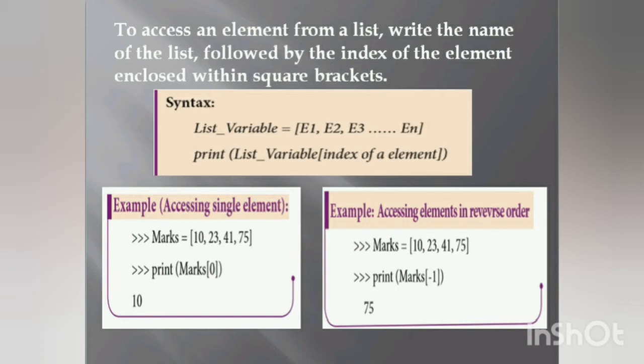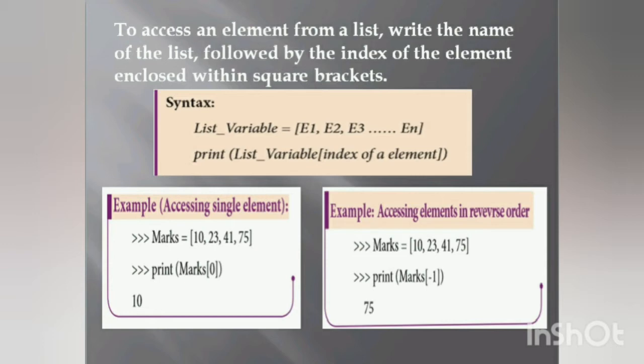If you want to access an element from the list, here you use print. If you are going to print one of the elements from the list, you have to specify print, then the list variable, that is the name of the variable in which the list is stored, then the index value of the element. Suppose you want to print e2, the second element of the list; you have to specify that index position within the square brackets.